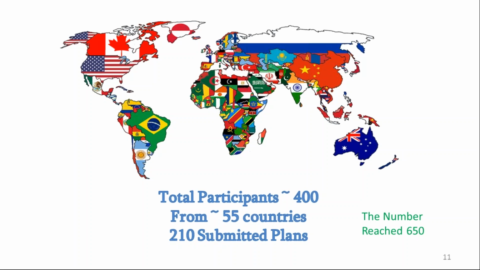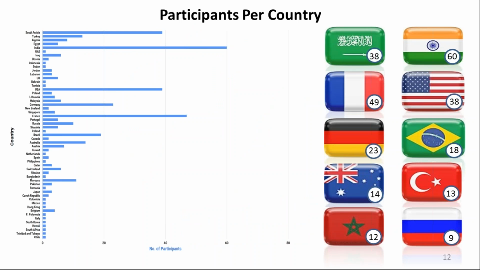The number now reached 650 or even close to 700 people on our mailing list. This is a great achievement. Within 6 months, we are talking about 700 people, and I'm sure in our 2017 plan competition, numbers may reach 1,000 or even more. In our first competition, participants were from different countries, close to 40 from Saudi Arabia, 60 from India, 50 from France, close to 40 from the States, and other countries as well. And this is the statistics.